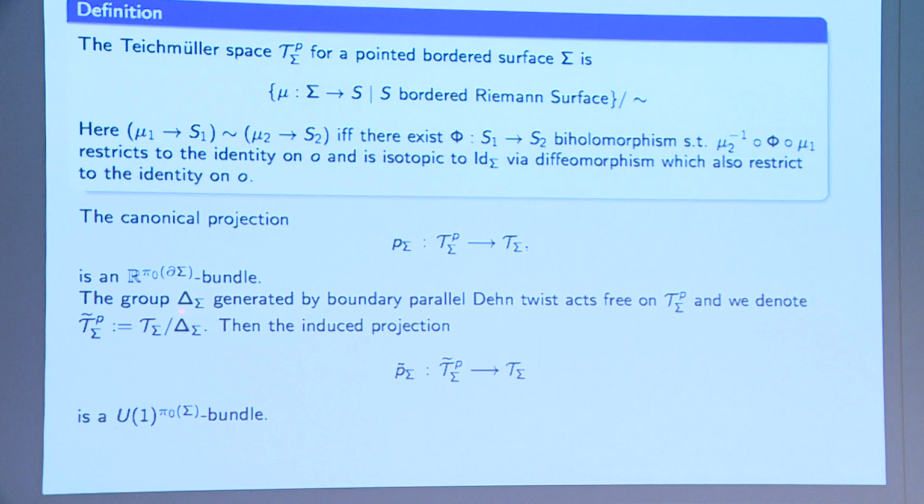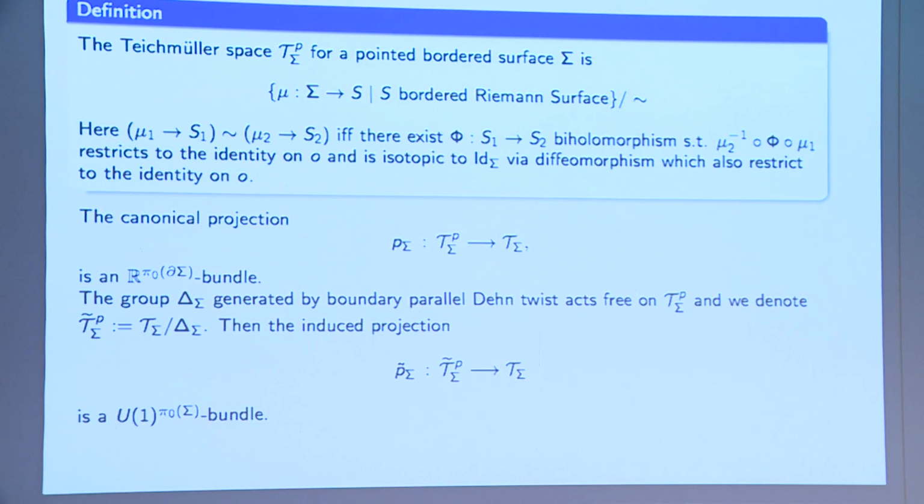Okay. Now, of course, I have the group delta sigma, which is all the boundary parallel Dehn twists. They act freely on this guy here. And if I divide out that subgroup of the mapping class group acting on this Teichmüller space, it's this guy here. Then this just drops down to be a torus bundle over this guy, where the torus is U1 to the number of boundary components. And I need exactly this because I want to integrate over these fibers in a second when I do the gluing morphism.